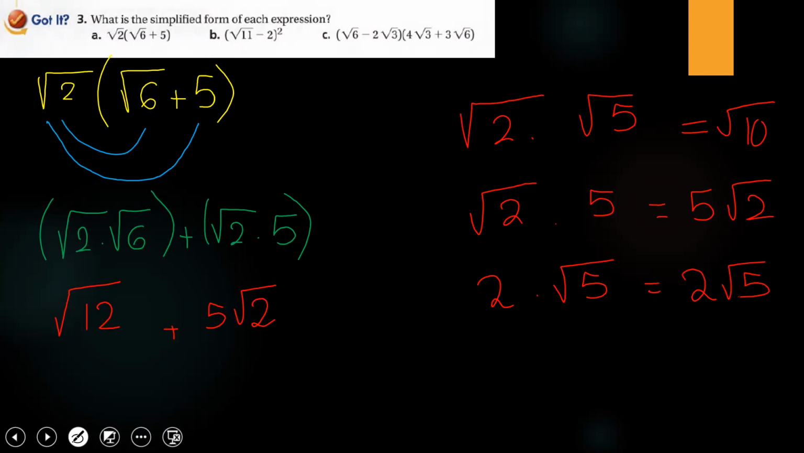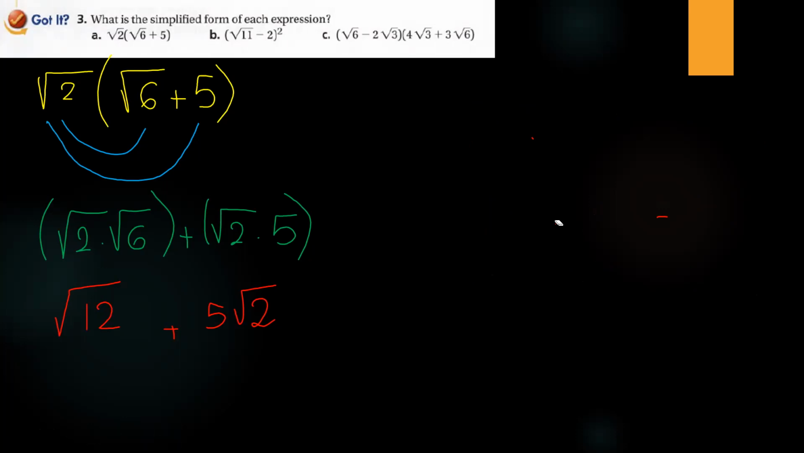So now we have here 5 square root of 2 plus square root of 12. Now look at the 12. Is 12 a prime number? Who said yes? Who said prime? I didn't see the name. 12 is a prime, yes.